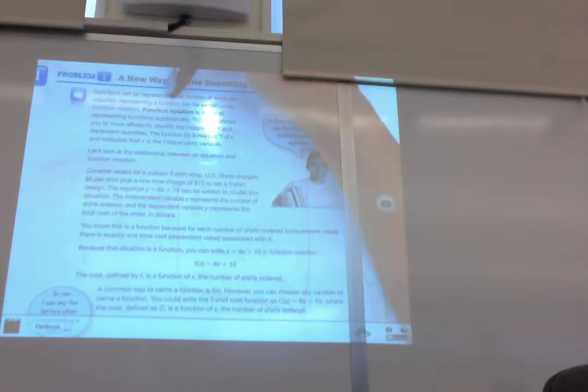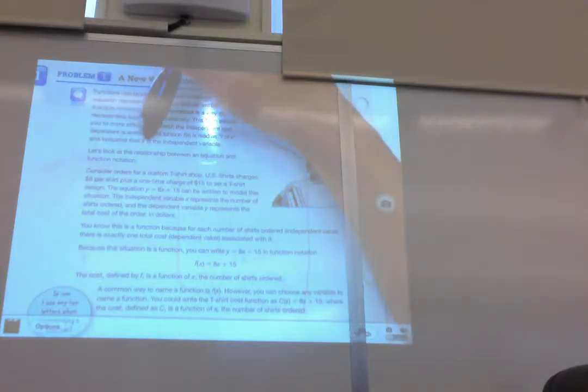Functions can be represented in a number of ways. An equation representing a function can be written using function notation. Function notation is a way of representing functions algebraically. This form allows you to more efficiently identify the independent and dependent quantities. The function f of x is read as f of x and indicates that x is an independent variable.